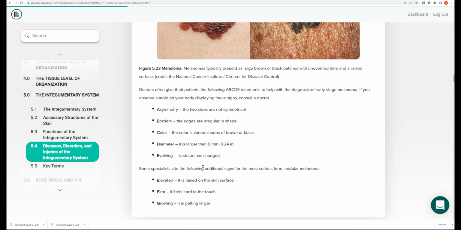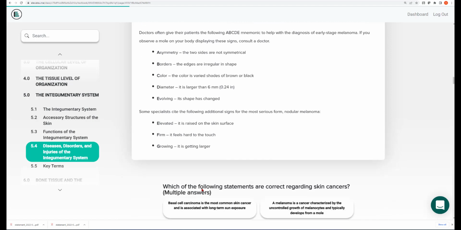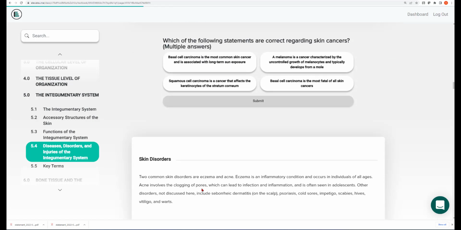In addition, sometimes you'll see, is it elevating? Is it getting harder or firmer to the touch? And is it growing larger? So again, lots of just letter mnemonics to help people remember, if you see these changes occurring, especially in a mole, to reach out very, very quickly to your doctor or dermatologist.